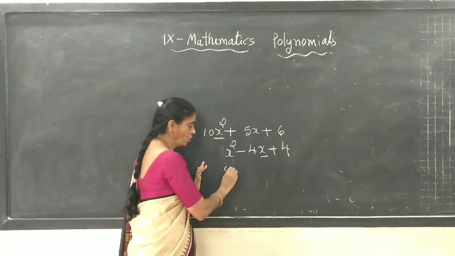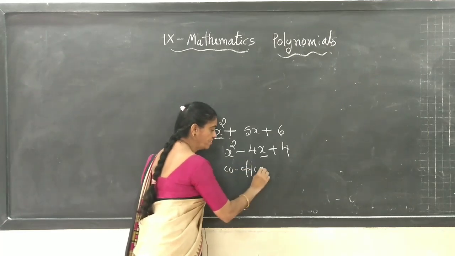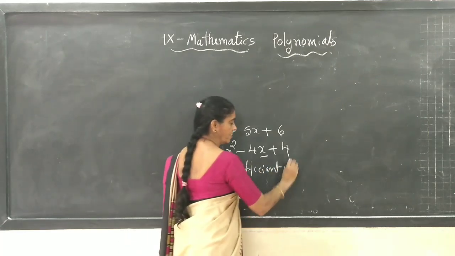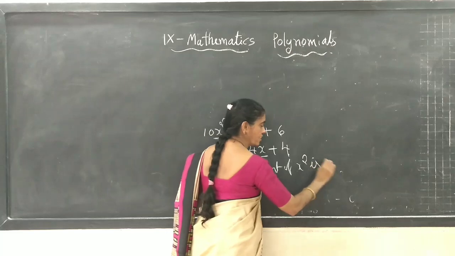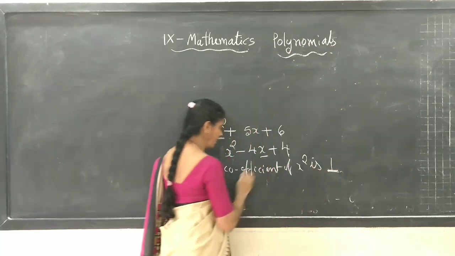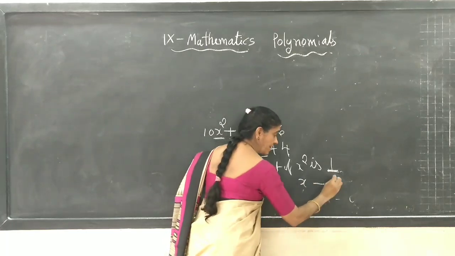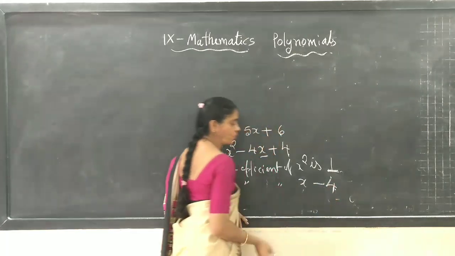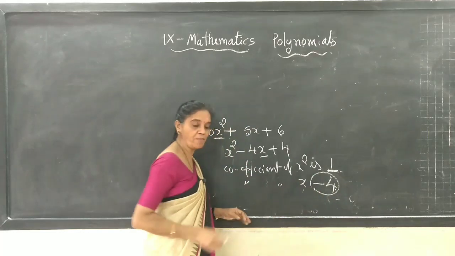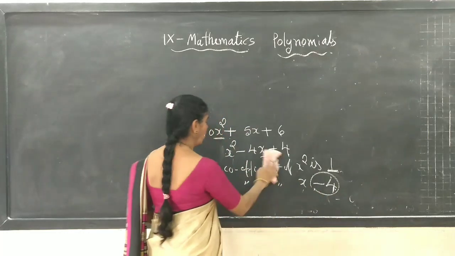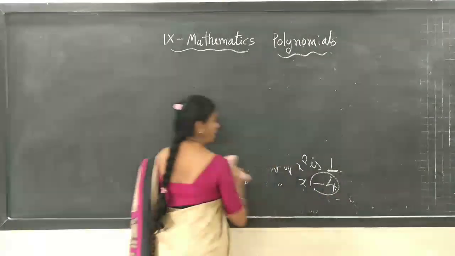Here the coefficient of x square is not 0, it is 1. And here the coefficient of x is not 4, it is minus 4. Minus 4 it is. Okay. So, this is the meaning of coefficient in any polynomial.